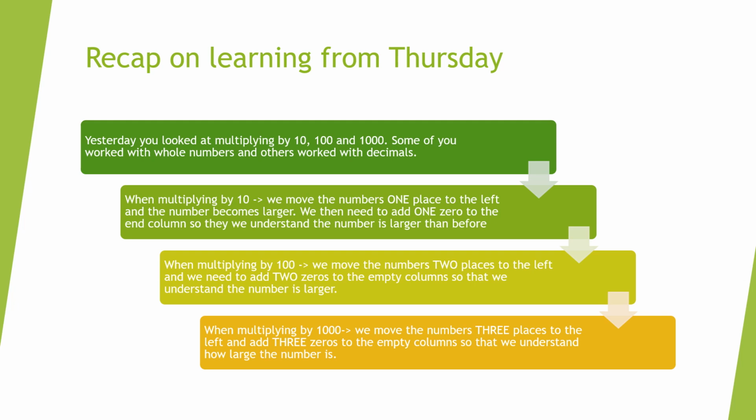And likewise, when we're multiplying by 1,000, we're moving the numbers 3 places to the left. So those 3 units become 3,000, and then again we've got nothing in the hundreds column, so we put a 0 in there, nothing in the tens column, so we put a 0 in there, and nothing in the units column. If you want to pause this video now, you can go back to yesterday's learning with the recap and see if that helps you with what we were learning yesterday.